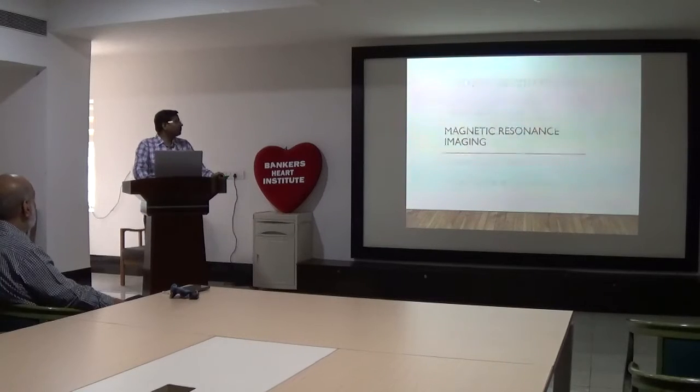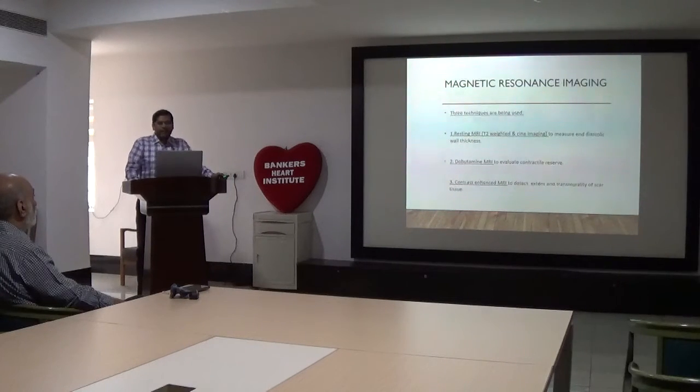Now MRI. There are three techniques used to identify viability with MRI. First is the resting MRI, which includes T2 weighted images and cine imaging. The second one is the dobutamine MRI, which is more or less similar to dobutamine stress echo, DSE. The third one is the contrast enhanced MRI.